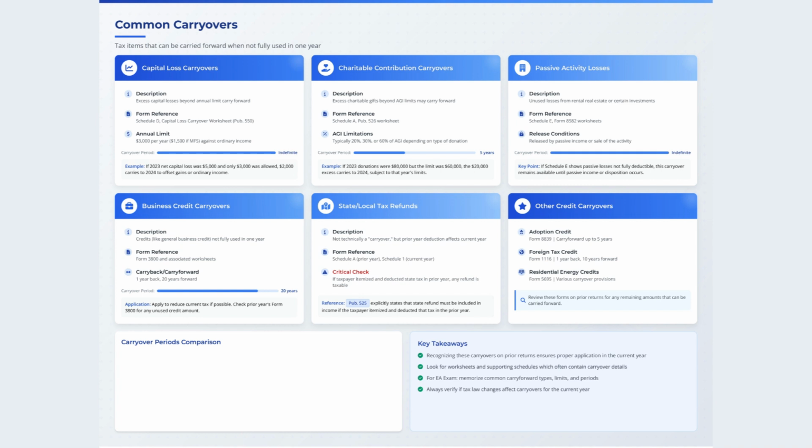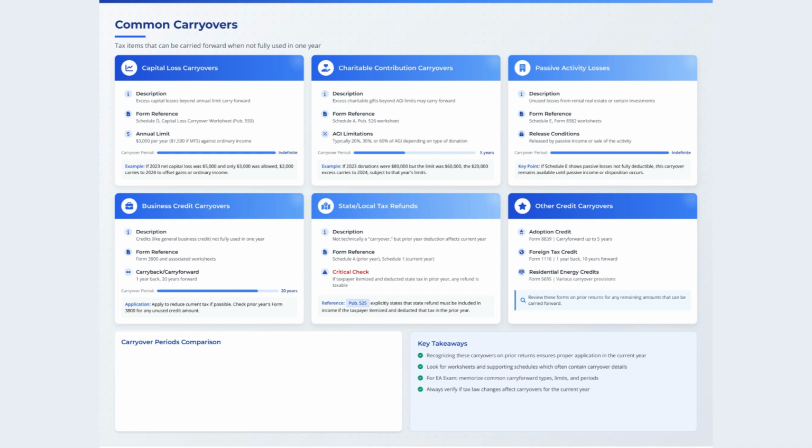Number 3. Passive activity losses. Losses from passive activities, like rental properties or certain limited partnerships, are limited by the passive activity rules. If a taxpayer couldn't deduct all their passive losses in 2023, the unused portion is suspended and carried forward. You'll see this on Schedule E and Form 8582. These losses carry forward indefinitely, and they can only be used when the taxpayer has passive income or when they sell the activity that generated the loss.